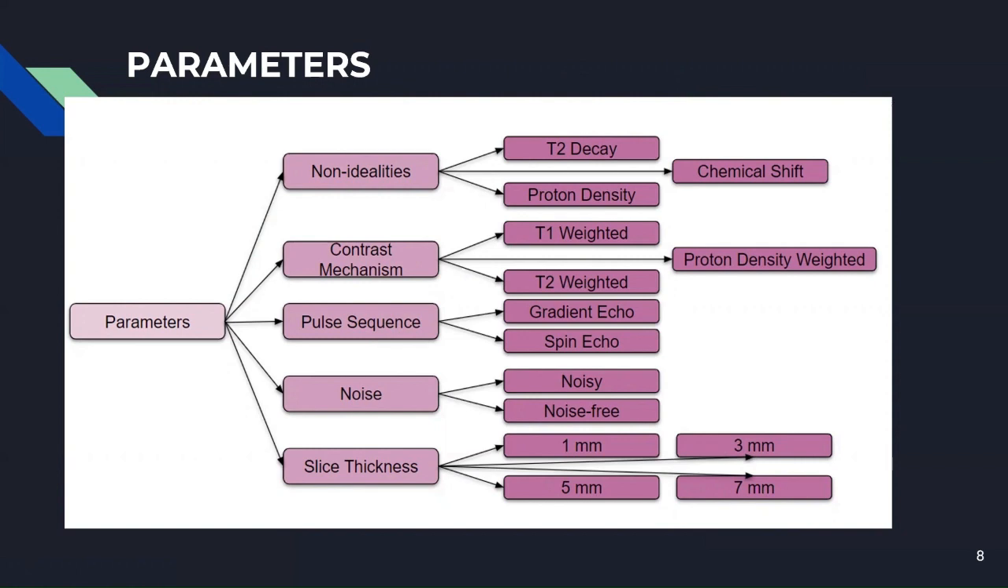T1, T2, and proton density weighted are the contrast models. And for the non-idealities, T2 transverse decaying, chemical shift, and proton density were added. Also, we added a noise factor, and it's an additive Gaussian noise. And we have a selection of slice thicknesses from 1 millimeter to 7 millimeter. For the results part, Batuhan will present.